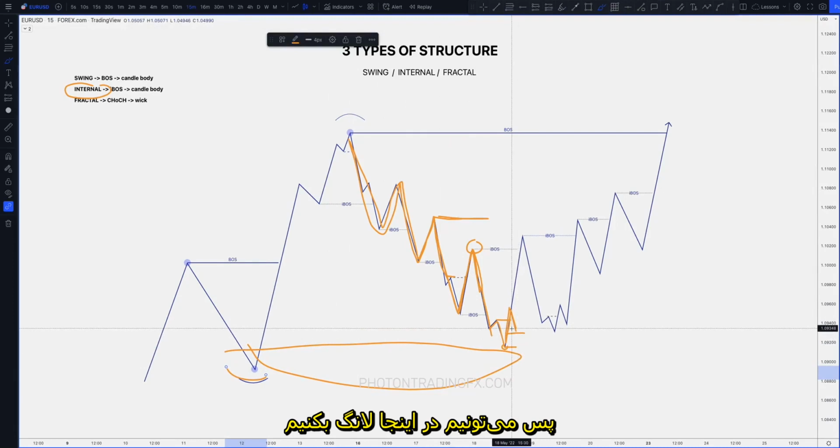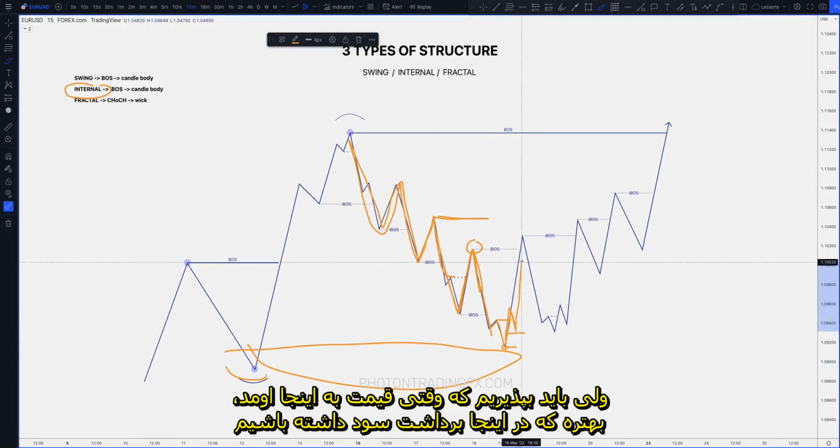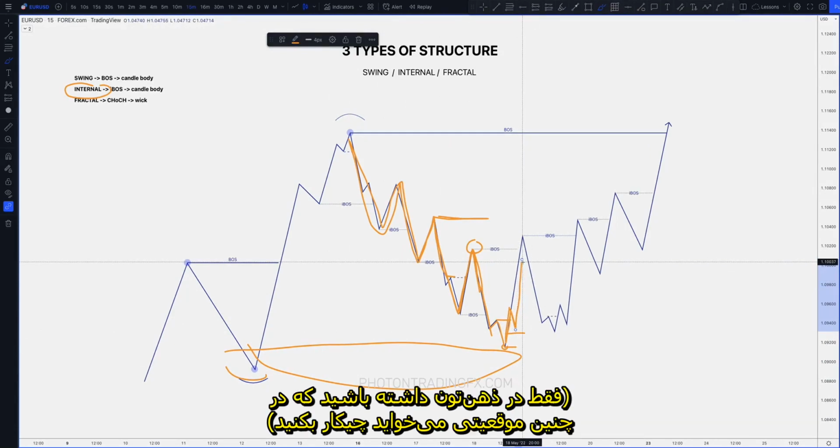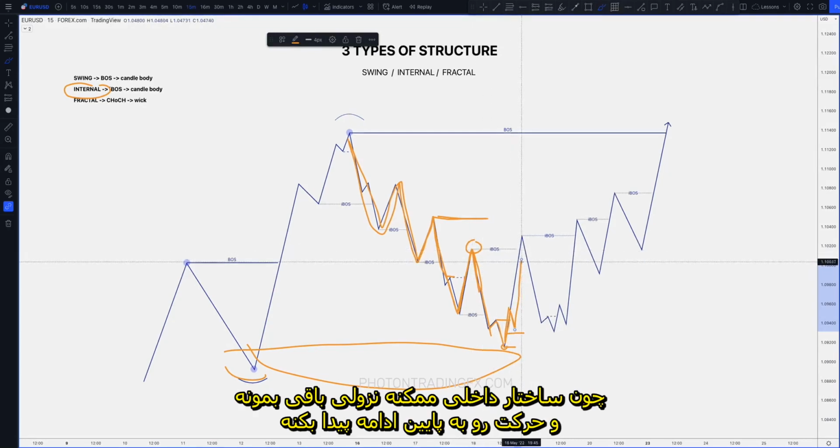So we can get in long here, but we just have to accept that when price comes up to this point, if we're already long, we may want to take partial profits. You may want to, you don't have to. But just be thinking about how you want to incorporate this into your own trading, because the internal structure may stay bearish and that could continue.